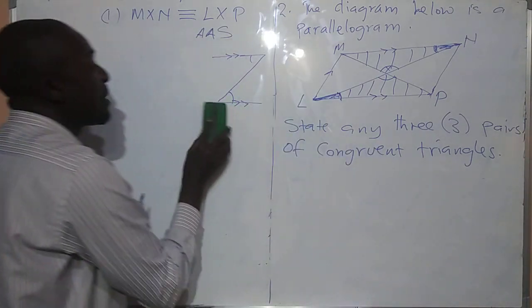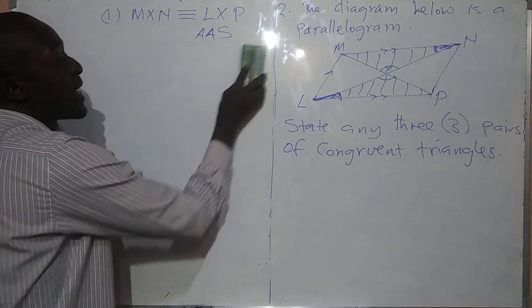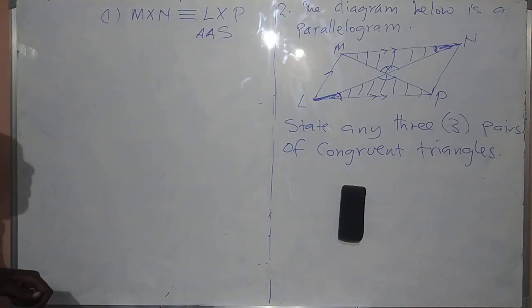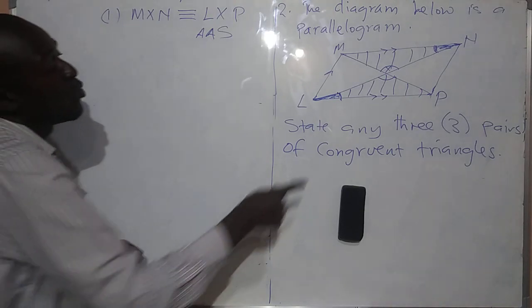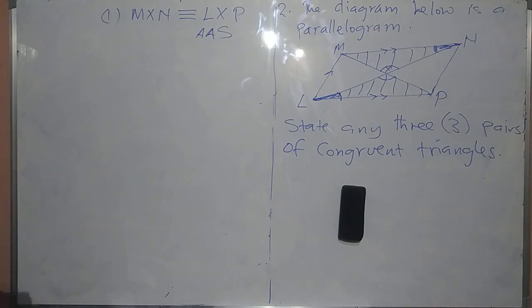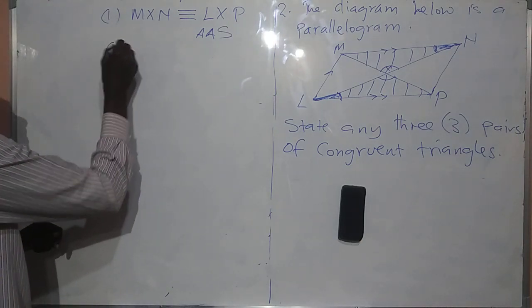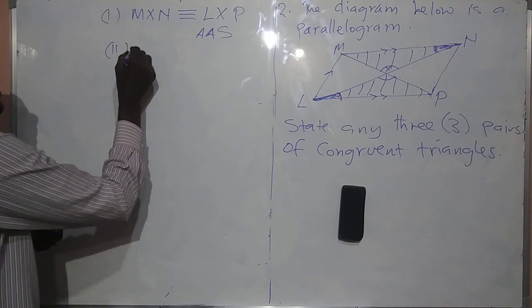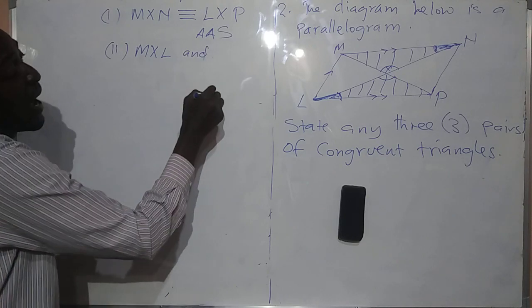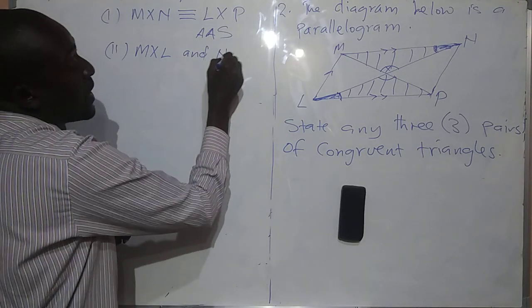So let's go to the other pair. The question says state 3 pairs. There are so many answers in this question. The next one is by looking at the 2 triangles that we've not shaded, these 2. They are also congruent. So number 2, we also have MXL and NXP.